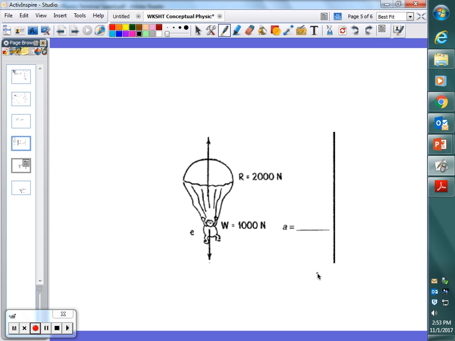Here, what's the net force in the next picture? Negative 1,000. Bronco's mass is still what? 100. So in this case, the acceleration is what? Negative 10 meters per second per second. Okay. So, here, we'll finish on this note.